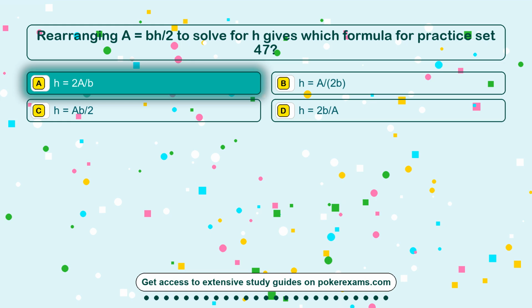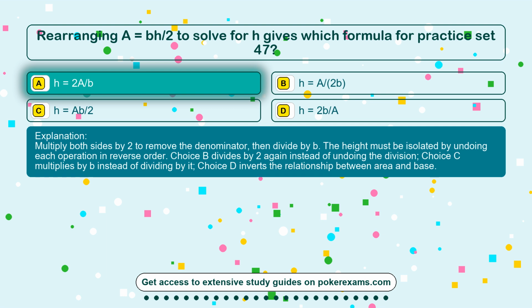The correct answer is option A, h equals 2a/b. Multiply both sides by 2 to remove the denominator, then divide by b. The height must be isolated by undoing each operation in reverse order. Choice B divides by 2 again instead of undoing the division, choice C multiplies by b instead of dividing by it, choice D inverts the relationship between area and base.